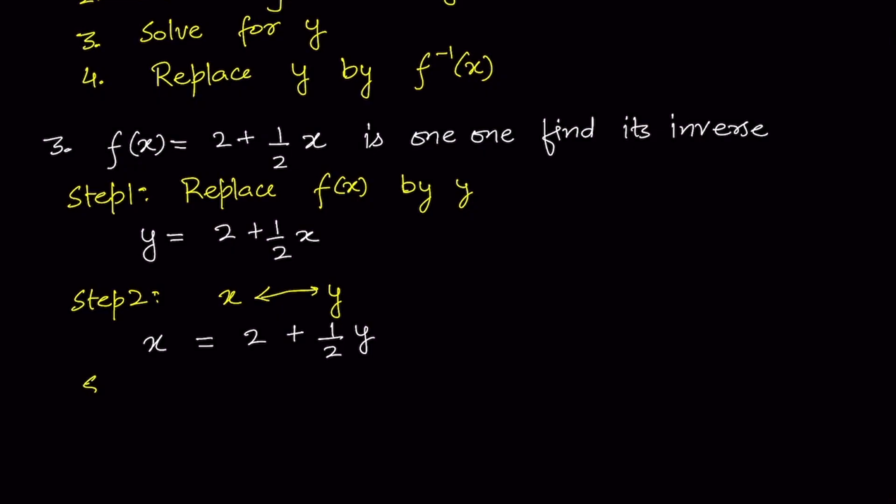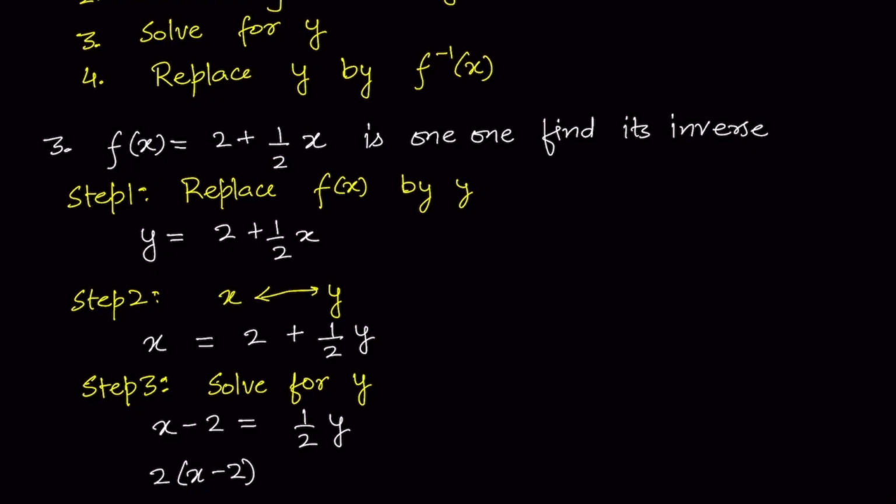And our step 3, or the main step, I should say, is solve for y. Because other steps are just interchanging this, that. This will involve some calculation. So we want to find the value of y. So first subtract from both sides, then multiply by 2 both sides. We found the value of our y.